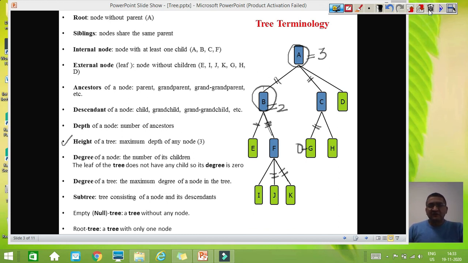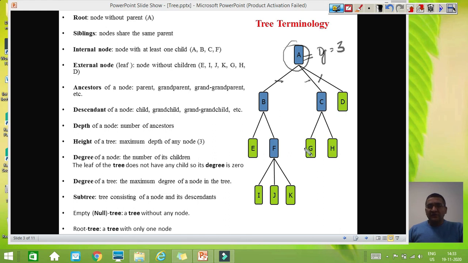Then we have something called degree. Degree of a node is the number of its children. So you need to find out how many children that node has, and that defines the degree. So if I talk about this node, I need to check how many children this node has. So 1, 2 and 3. So the degree of this node is 3.